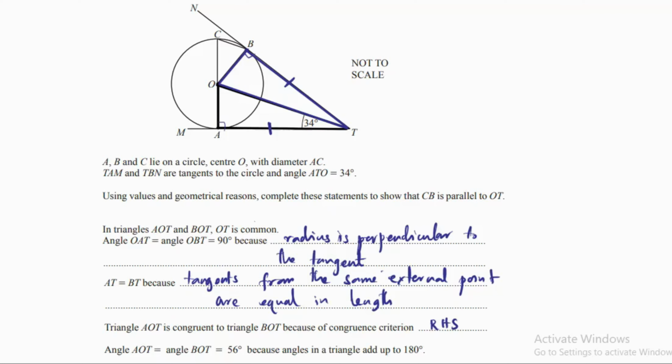Angle AOT is equal to BOT, that is equal to 56. AOT, that is this angle, is 56 degrees. And this angle BOT is also 56 degrees, because angles in a triangle add up to 180 degrees. So the reason why this is 56 is because to find this angle, from 180 we can deduct 90 and 34, which gives us 56. But that is already calculated here, already given here.